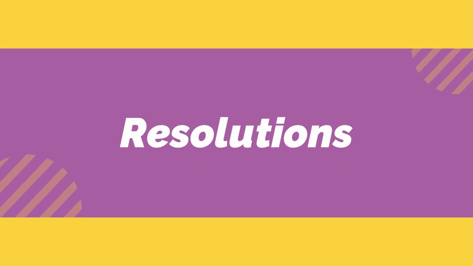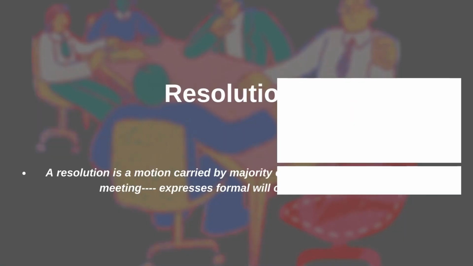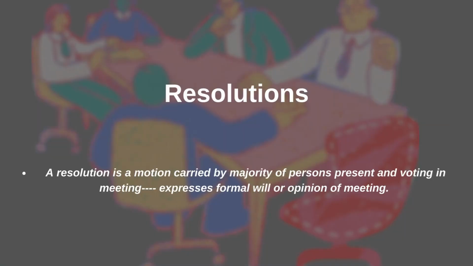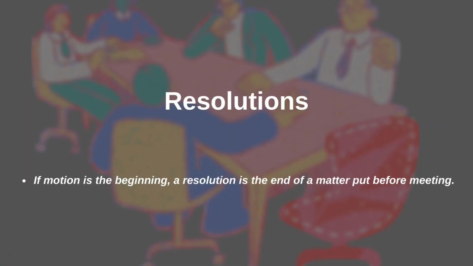Now we go on to resolutions. Very important, because this is what the meeting is all about, that you have a resolution. So a resolution is a motion which is carried by the majority of persons present at the meeting and voting in the meeting. It expresses the formal will or opinion of the meeting, of the people at the meeting. If the motion is the beginning, a resolution is the end of a matter put before the meeting.